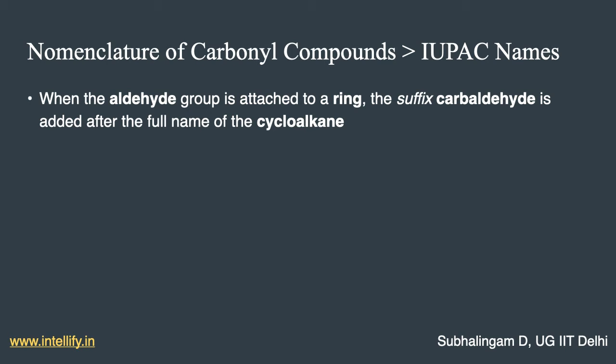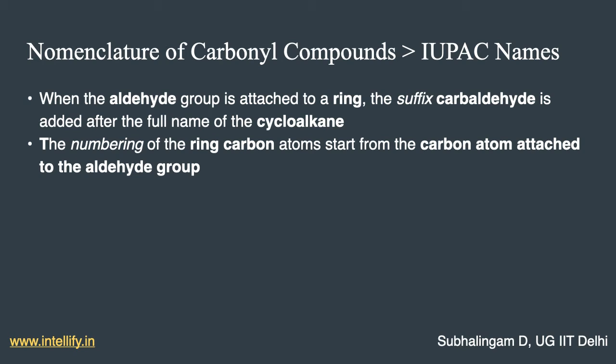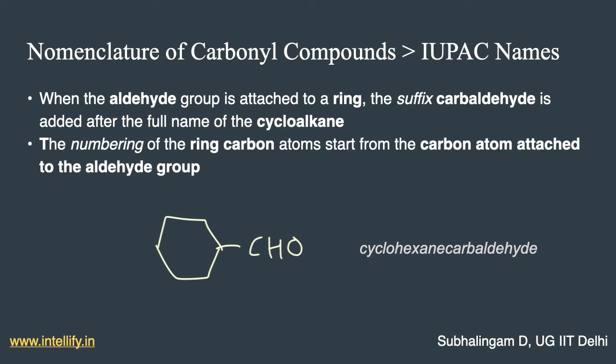When the aldehyde group is attached to a ring, the suffix carbaldehyde is added after the full name of the cycloalkane. The numbering of the ring carbon atoms starts from the carbon atom attached to the aldehyde group. So we have this compound now, a simple compound. So directly I am naming it as cyclohexane carbaldehyde. The aldehyde group is attached to a ring, so we add the suffix carbaldehyde to it, and the full name is cyclohexane carbaldehyde.